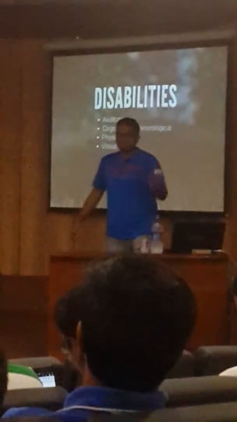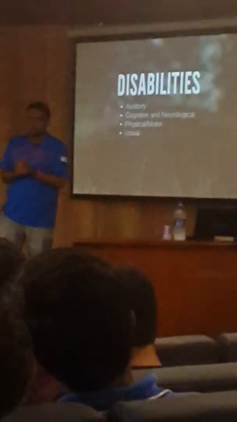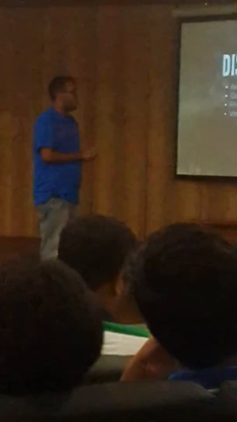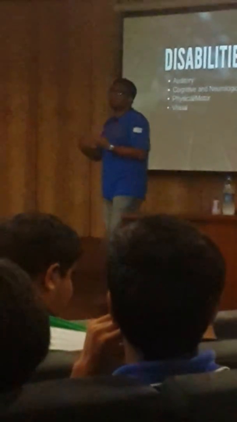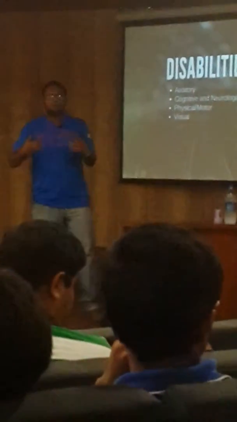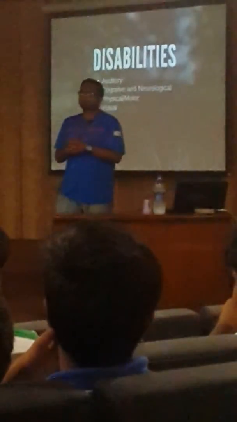And the fourth type of disability that I'll talk about is visual disabilities. There can be 3 types of visual disabilities broadly. One of them is color blindness. Certain people are not able to differentiate between colors. Second is people who have lost part of their vision. And the third type is people who are totally blind.